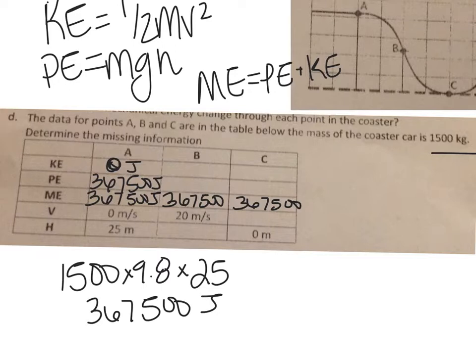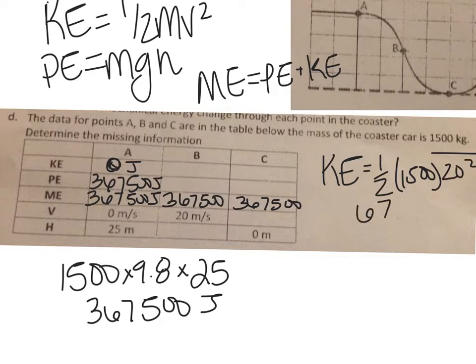For point B, you are given your velocity, so you can use your kinetic energy formula of 1/2 times 1500 times 20 squared. And when you work that out, you're going to get 67,500 joules as your answer there. All right, so that's easy to do.